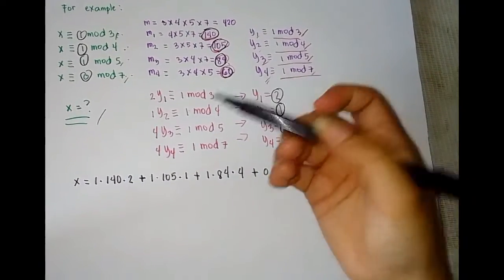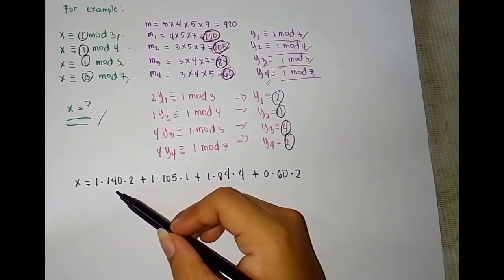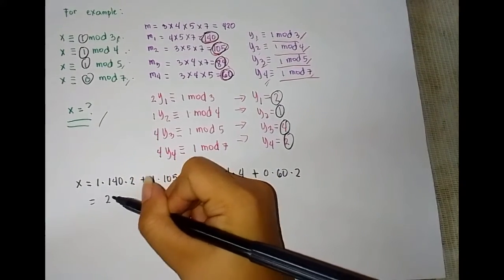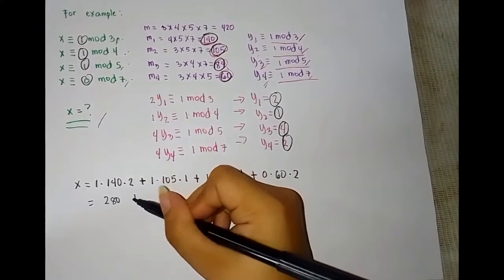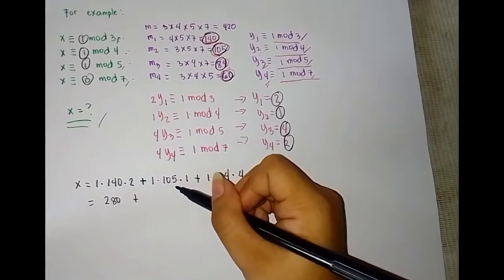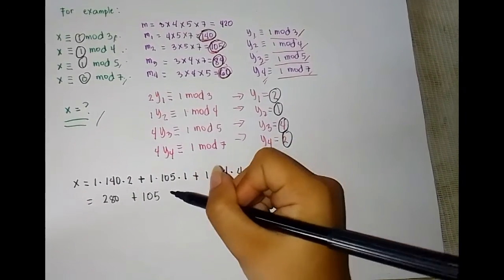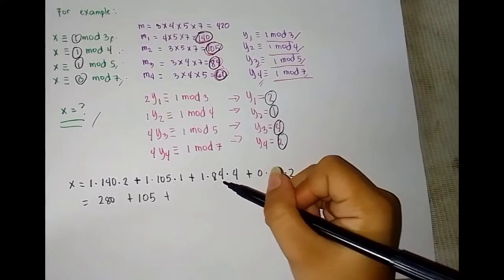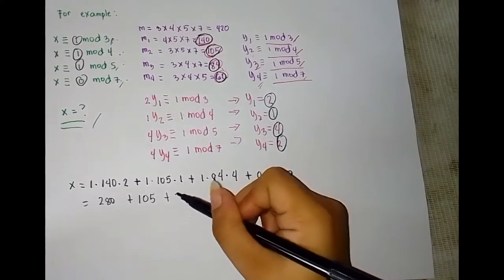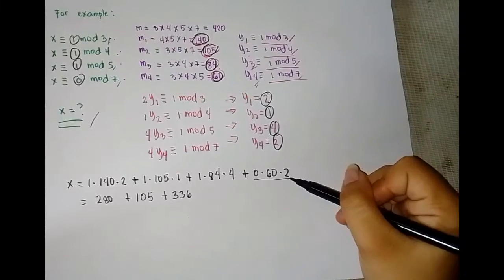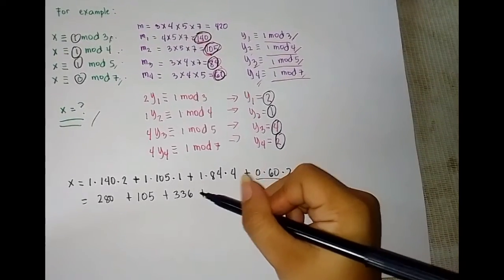Then we'll simplify. 1 times 140 times 2 is equal to 280, plus 1 times 105 times 1 is equal to 105, plus 1 times 84 times 4 is equal to 336, and any number multiplied by 0 is equal to 0. We have 0.